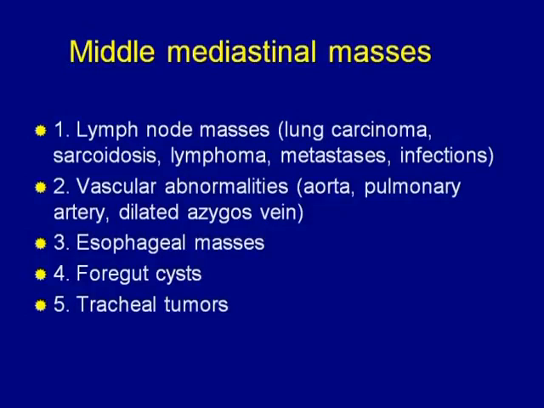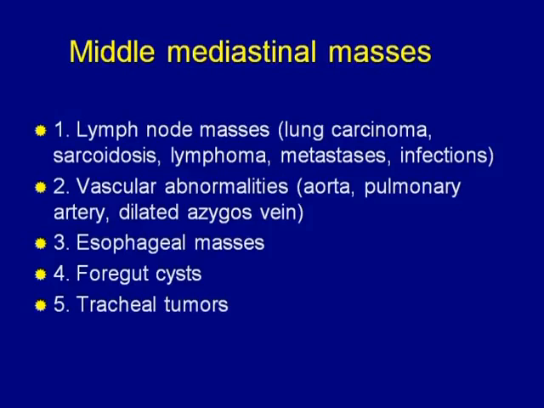The majority of middle mediastinal masses you see are lymph node masses related to sarcoid, infections, tuberculosis, fungal, cancers spreading to the mediastinum from either a lung cancer or something outside the thorax. Okay, that's the majority of mediastinal masses. There are some others, such as vascular abnormalities, or vessels in the middle mediastinum, or esophageal masses, because the esophagus does lie in the middle mediastinum.